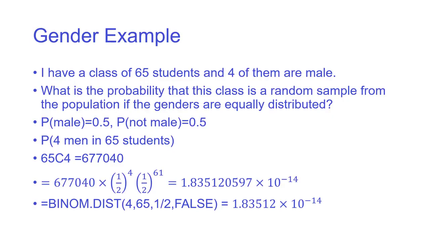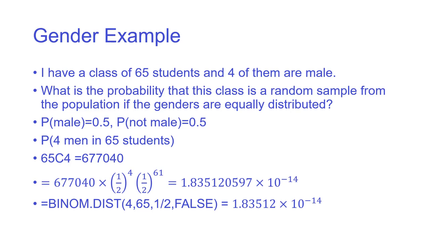So here I've said probability of male equals 0.5, probability of not male is 0.5. What's the probability of 4 men in 65? So you have to calculate 65 choose 4, and this is definitely using your calculator, of which there are 677,040 different ways of arranging 4 men out of 65.